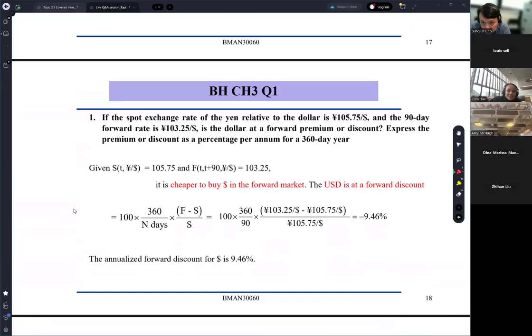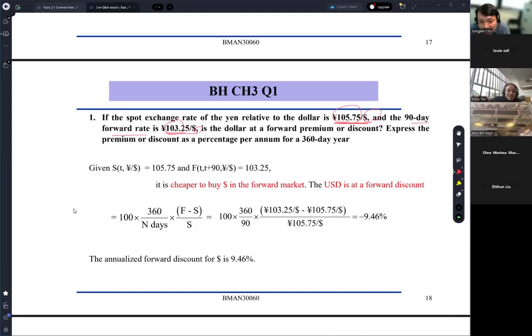Okay. Now, Baker-Hardwick, Chapter 3, Question 1. The spot exchange rate of yen relative to dollar is this one. So for $1, you need to pay this amount of yen. The 90-day forward rate is this one. For $1, you have to pay this one. So you have to pay less yen for $1 in the forward market. You have to pay less for $1 in the forward market.